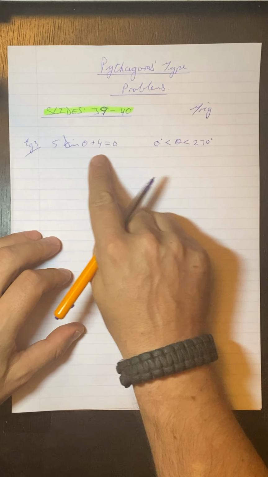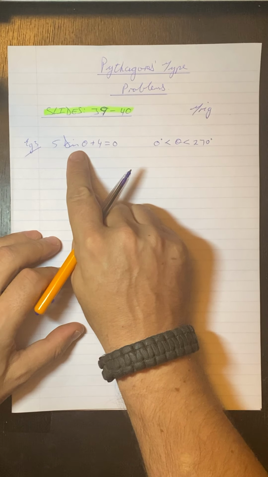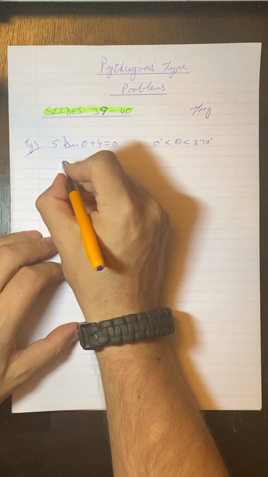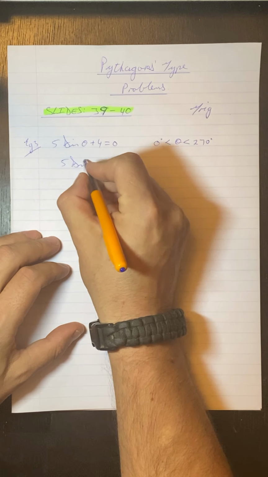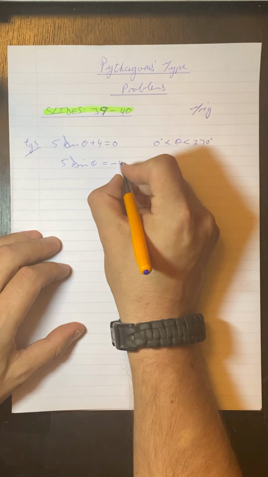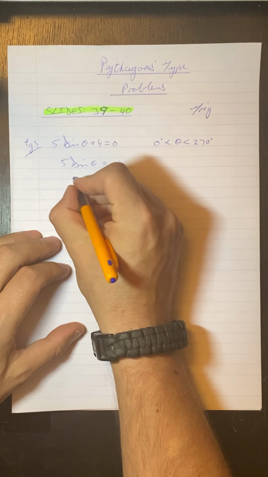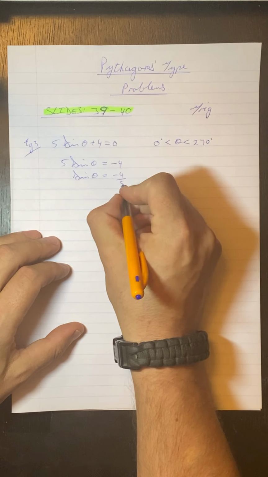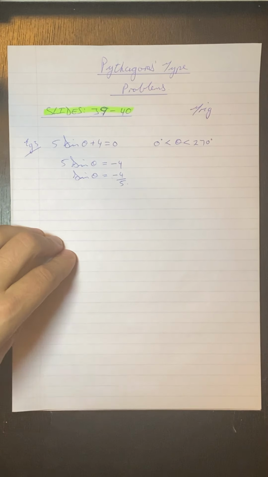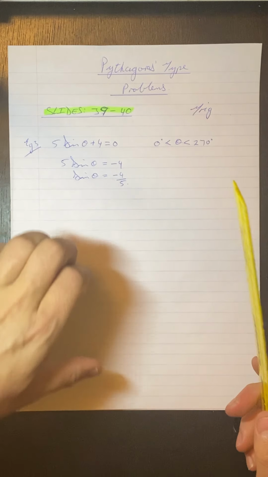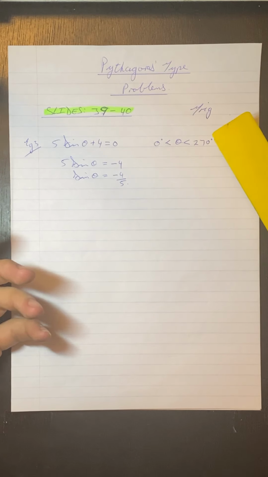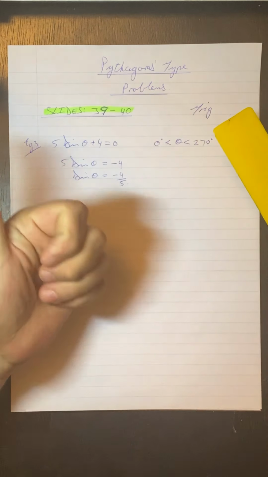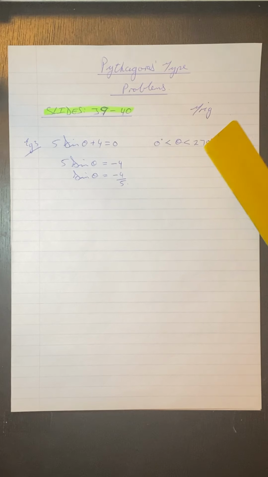When you're given something like this, you need to get your trig function on its own first. So I'm going to take the 4 to the other side and we get 5 sine theta equals minus 4. Divide through by the 5, and we get sine theta is equal to minus 4 over 5. With these types of questions, there will always be one thing missing. We're going to be finding an x, a y, and an r. One of them will be missing, either the x, the y, or the r, and we'll solve for it.